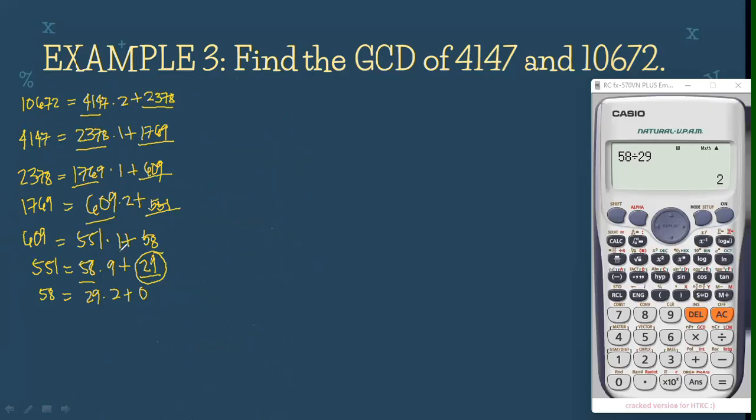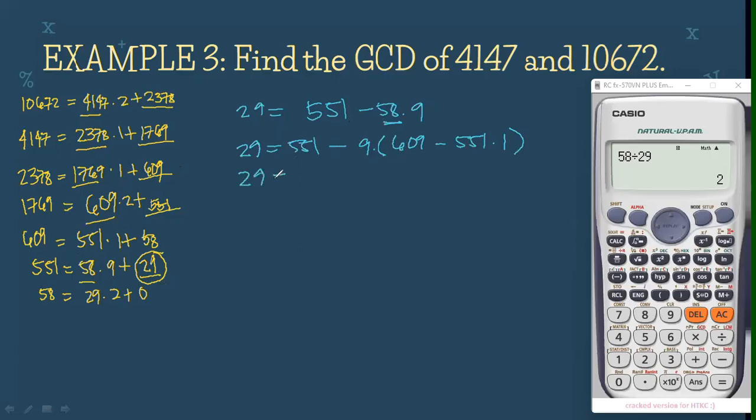So, now, gagamitin po natin si 29 is equal to 551 minus 58.9. So, ngayon po, alam po natin na pwede natin gamitin si 58. So, 29 is equal to 551 minus 9 times 58. That is 609 minus 551 times 1. So, now let us distribute po.